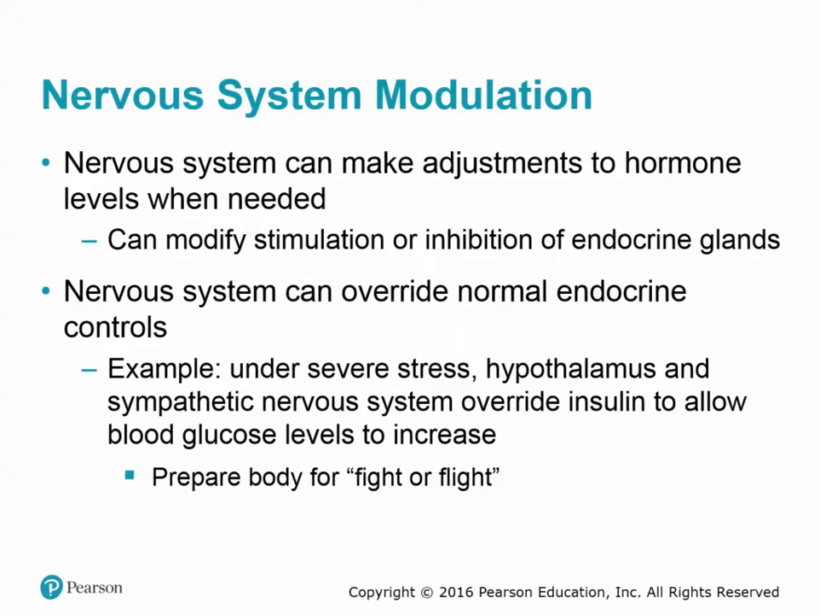Nervous system modulation just means that the nervous system ultimately is in control and can make adjustments to hormone levels when needed. It can also override our normal endocrine functions. Again, back to that sympathetic nervous system, your fight or flight nervous system. Under severe stress, the hypothalamus and the sympathetic nervous system can override, say, insulin production to allow your blood glucose levels to stay elevated, so that your cells have a readily available energy source if you need to run away or fight off somebody.